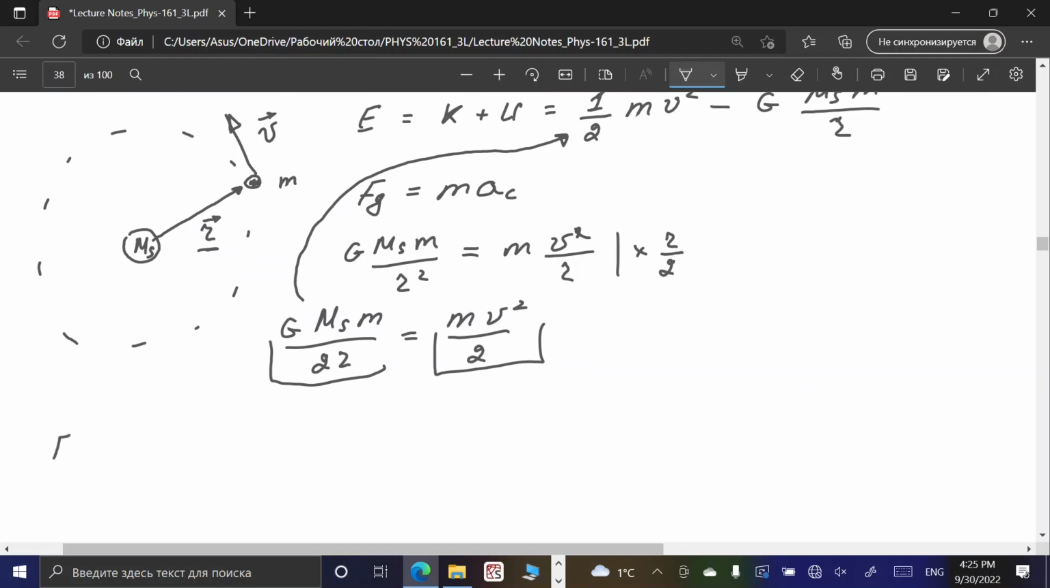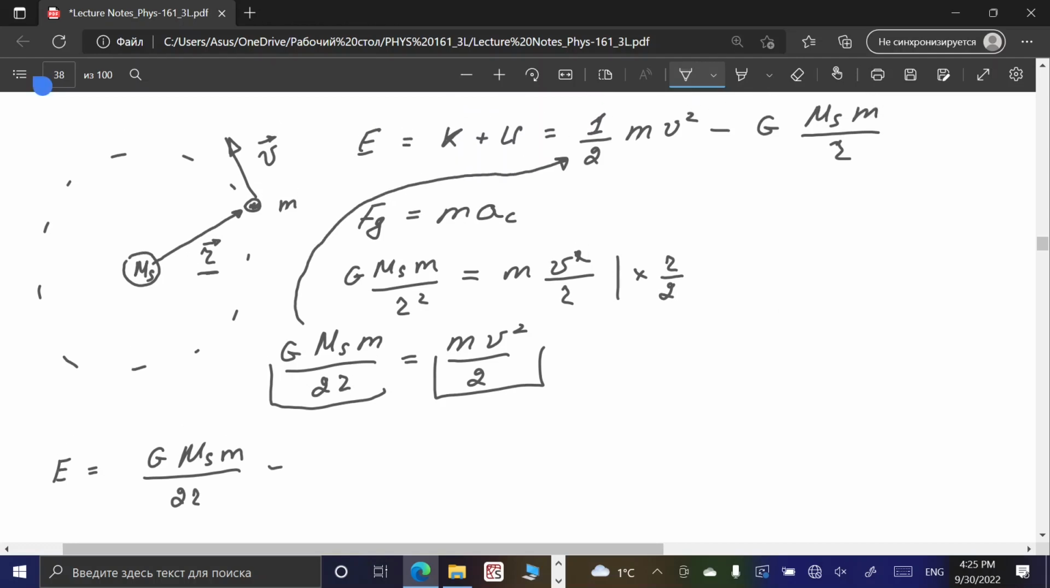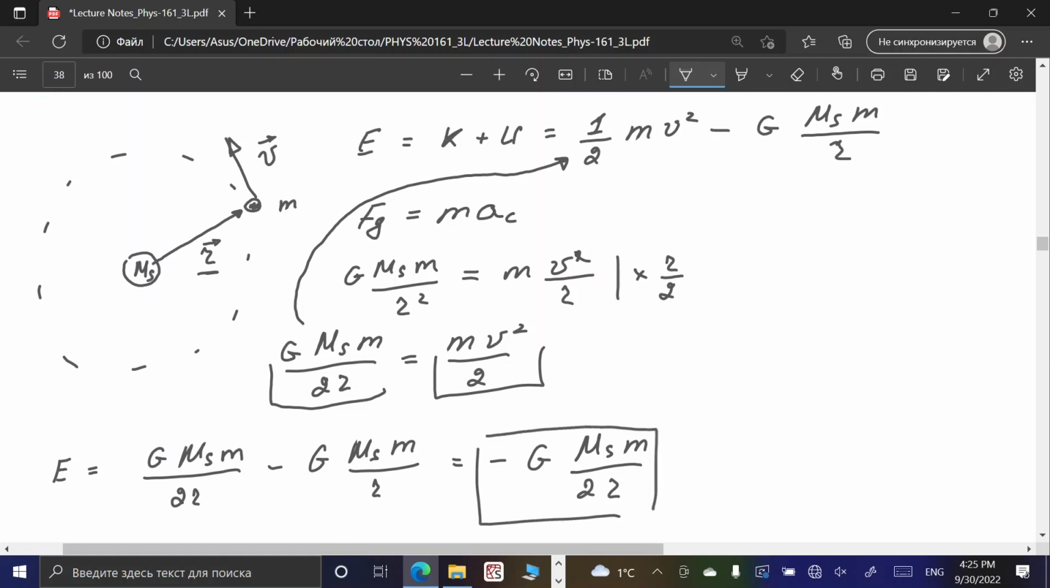So we get E, total mechanical energy, will be equal to G Ms times m over 2r minus G Ms times m over r. And eventually we get minus G Ms times m over 2r. So this is the expression for total mechanical energy of this system.